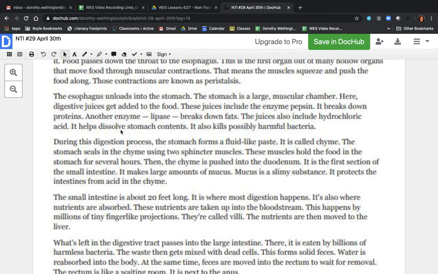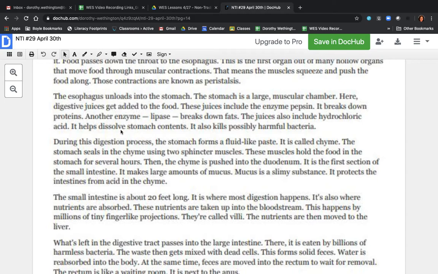During this digestion process, the stomach forms a fluid-like paste. It is called chyme. The stomach seals in the chyme using two sphincter muscles. These muscles hold the food in the stomach for several hours. Then the chyme is pushed into the duodenum. It is the first section of the small intestine. It makes large amounts of mucus. Mucus is a slimy substance. It protects the intestines from acid in the chyme.